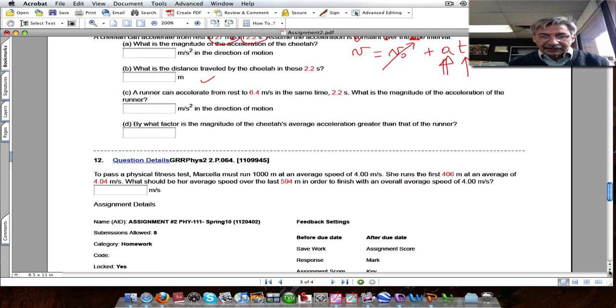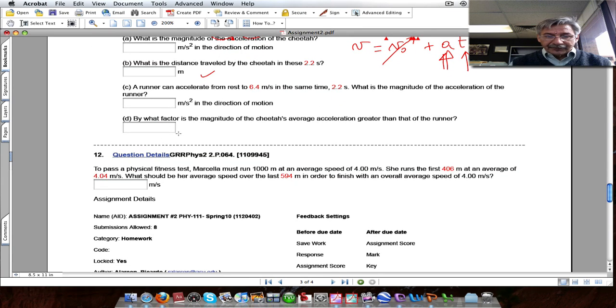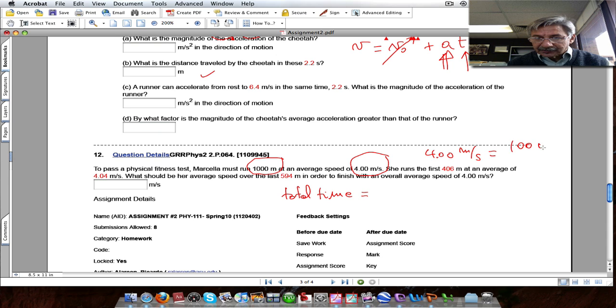And finally, this is a question of average velocities. And so she has to run 1,000 meters at 4 meters per second. So the total time, the average speed, which is 4 meters per second, is equal to the total displacement, which is 1,000 meters divided by the total time. So the total time is 1,000 divided by 4, which is 250 seconds.